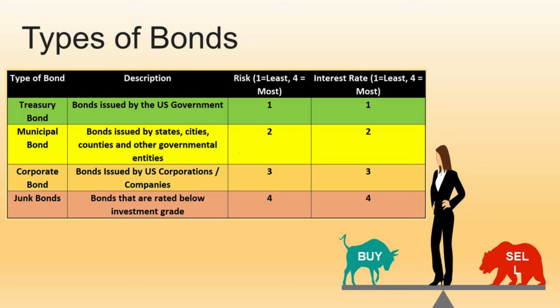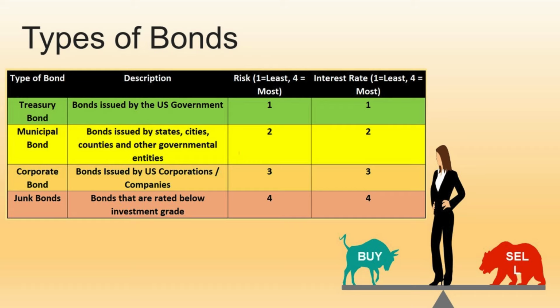Here are the four different types of bonds. Number 1. Treasury bonds. They are government bonds issued by the US Treasury. The types of Treasury bonds include Treasury bills, Treasury notes, Treasury Inflation Protected Securities or TIPS, and Floating Rate Notes or FRNs. The terms can be from 3 months up to 30 years.